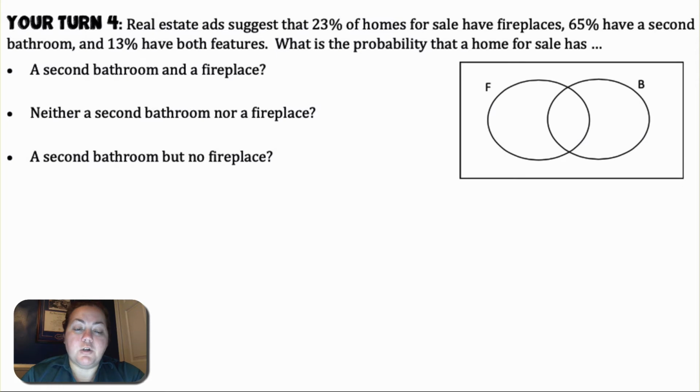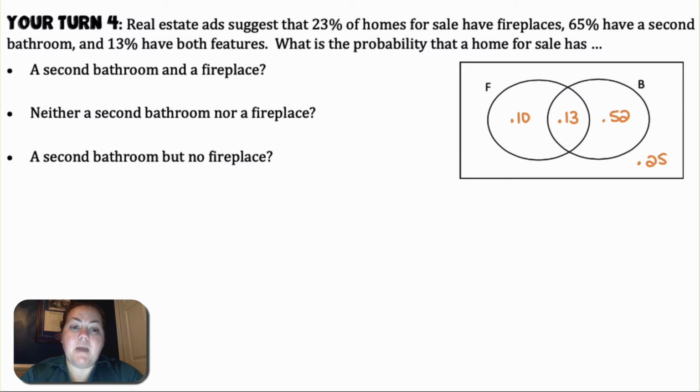All right, your turn. A real estate ad suggests that 23% of homes for sale have fireplaces, 65% have a second bathroom, and 13% have both features. What is the probability that the home for sale has? Go ahead and try. All right, so if you're filling in the Venn diagram, you have 13% in the middle. For fireplace, the rest is 0.1. For bathroom, the rest is 0.52. And the remaining is 0.25.